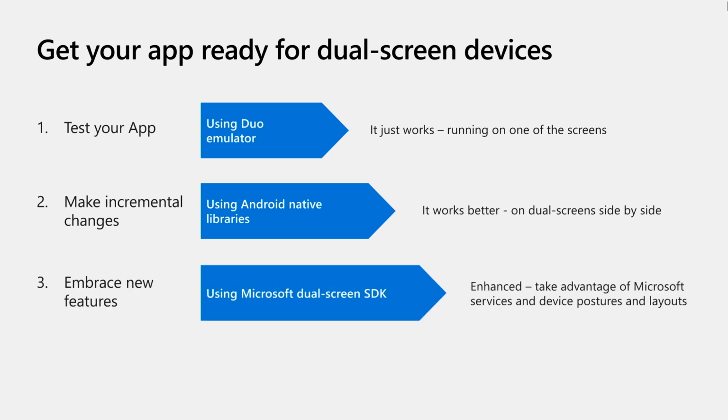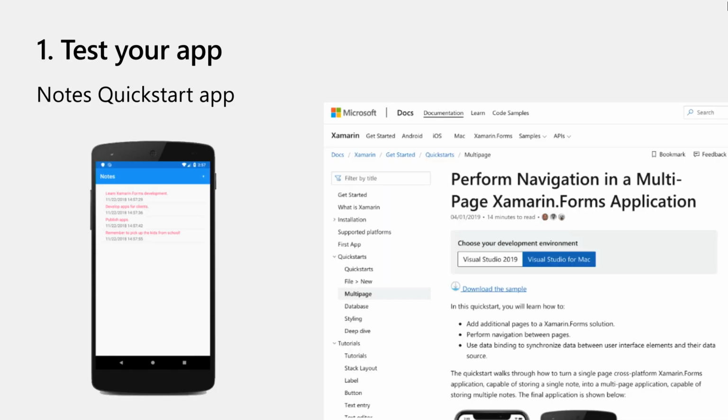The third step is using the patterns we just talked about to implement dual screen specific navigation and interactions that really take advantage of the two screens, including having the app span across both. Let's see how this looks in practice. The app we're going to work with is straight off the Xamarin Docs site. It's called Notes, and you can find it in the Xamarin.Forms Quick Start section.